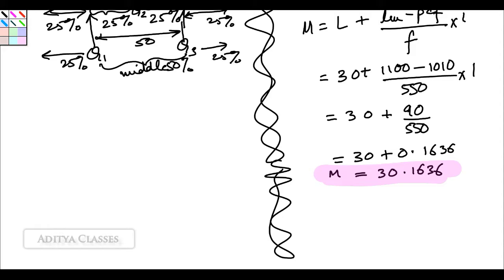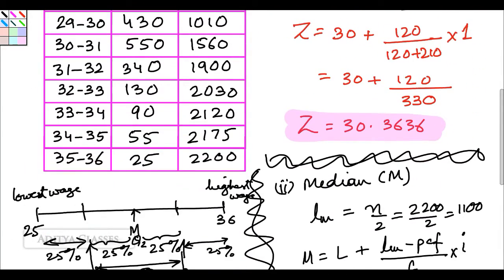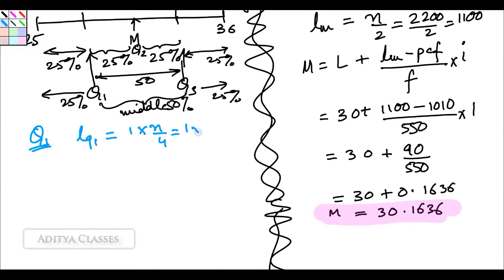Okay. Now Q1. For Q1 we will be needing location of Q1, which will be 1 multiplied by n by 4. N in our case is 2200. So let us go ahead with 1 multiplied by 2200 by 4, making it 550. So position of quartile 1 is 550.